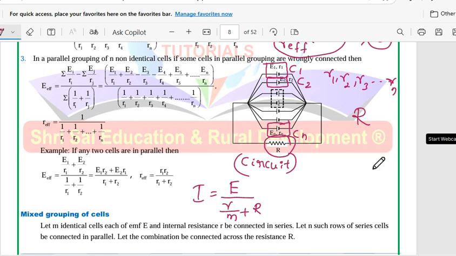This is the total current in the parallel combination. It is equal to I equals E divided by (r by M plus R). This is the expression for cells in a parallel combination.